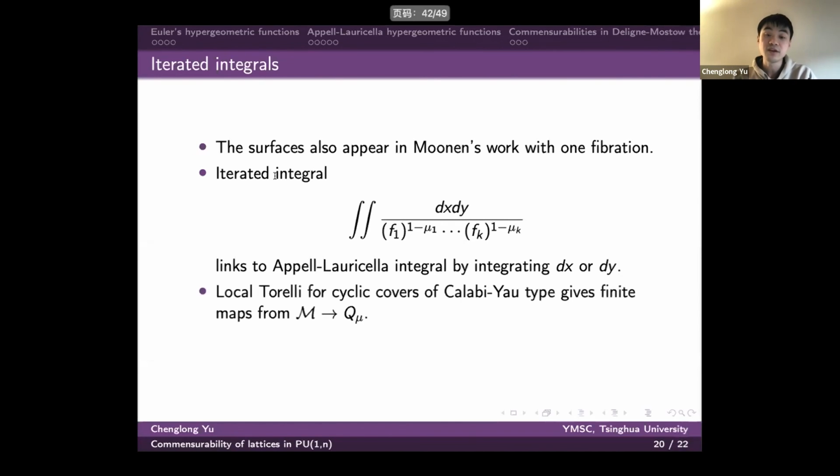So two different orders will give us two different Lauricella integrals with mu and nu. And local torelli for those cyclic covers of Calabi-Yau type will give us finite maps from moduli of those Calabi-Yau type varieties to moduli appearing in Deligne-Mostow theory. Local torelli also holds for cyclic covers, even though they are singular. And essentially, we can say that the Fubini theorem gives us the commensurabilities.